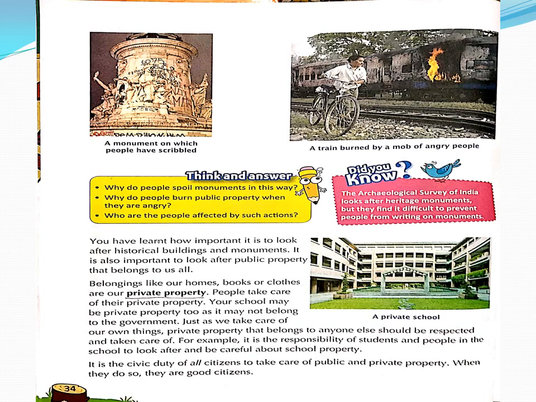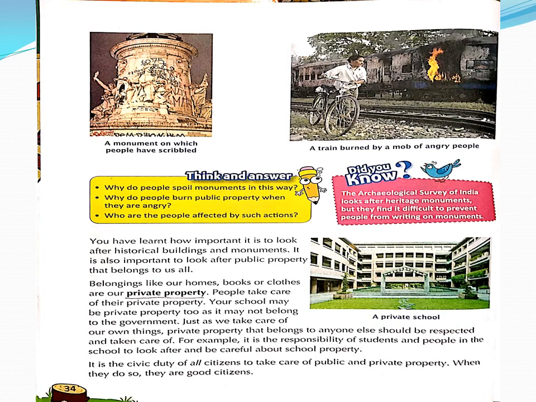So it is the duty of normal people to maintain these places. If you are making all these scribbles on them, you are damaging that architecture. You are damaging those sculptures. So that is a very wrong action on the part of normal people.